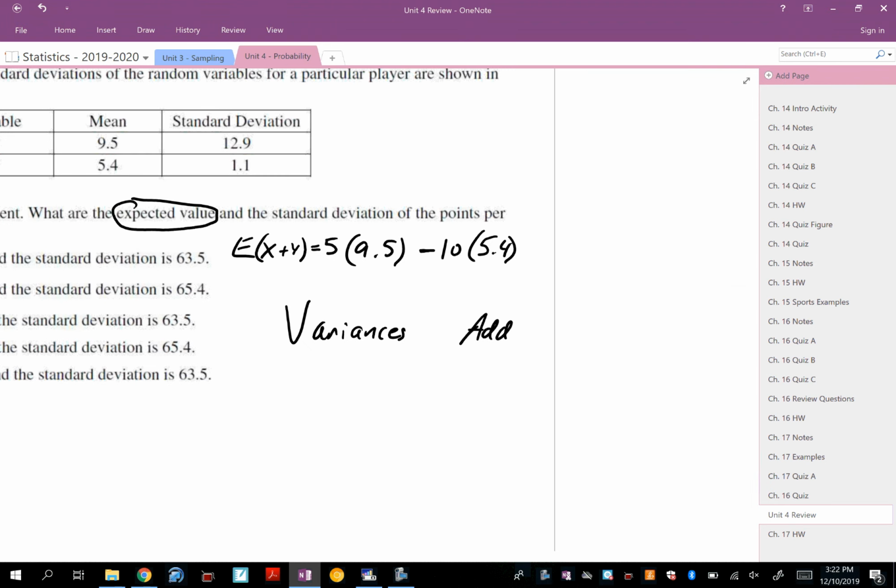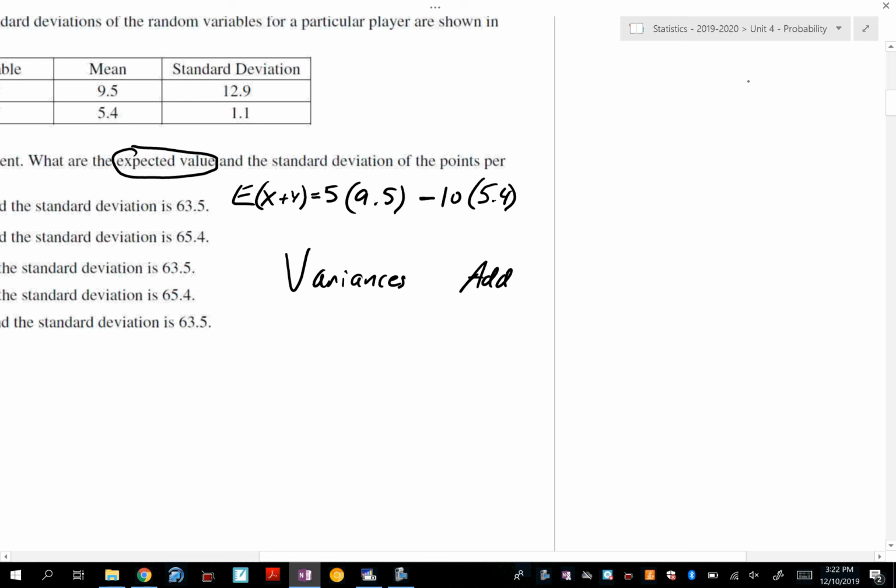Okay, so the first one is random variable x. That one is going to be 5 squared times 12.9 squared. Okay, please ask if you don't know why I did that. So I did, remember it's 5 points, but I have to square it because I'm dealing with variance. And then I did the standard deviation, but I have to square that because I'm dealing with variance. So I'm going to do the same thing for y.